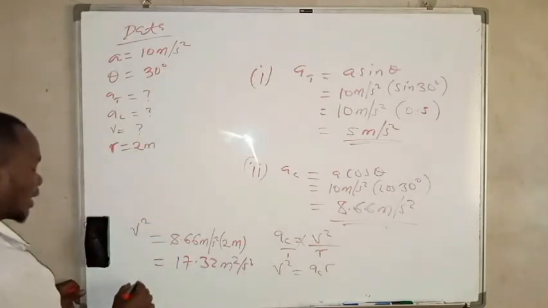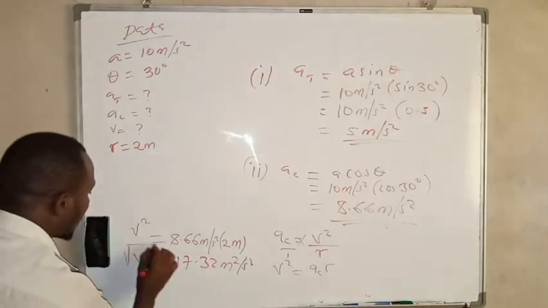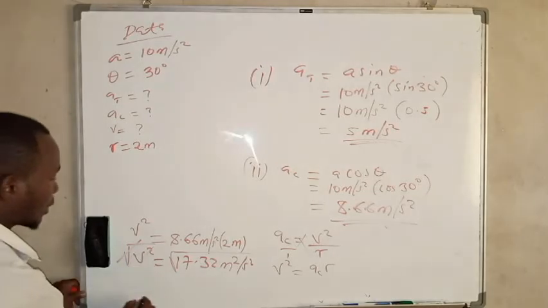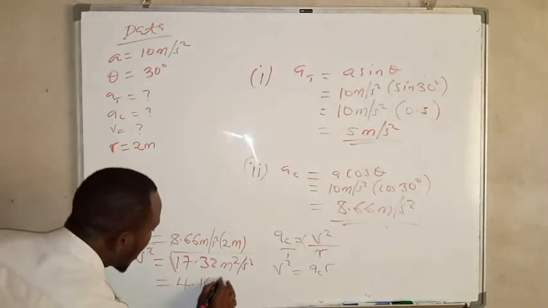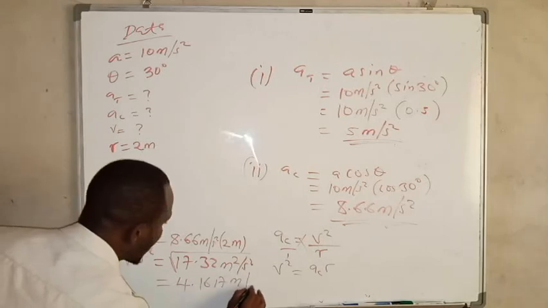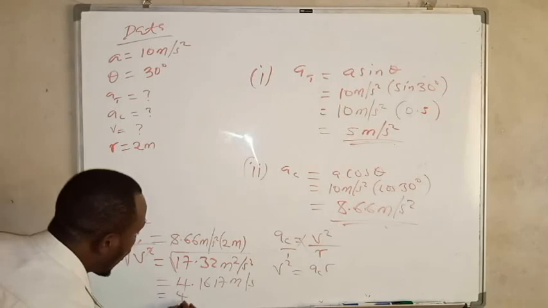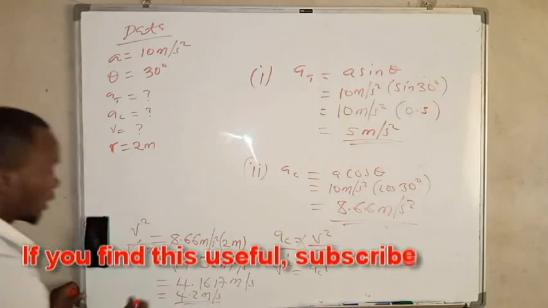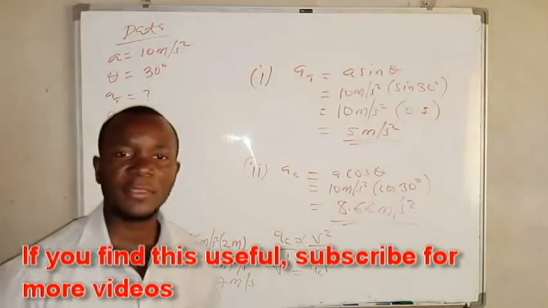From this, we just need to introduce the square root to both sides, and the square and square root cancel, and what we get is 4.1617 meters per second. This can also be rounded off to 4.2 meters per second. So this is the value for the speed of the particle. Thank you so much.